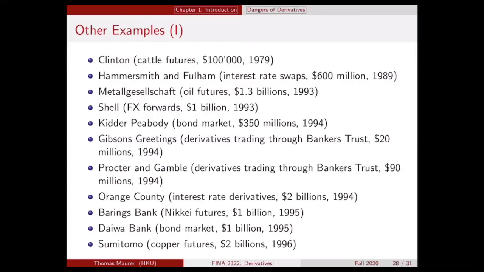So back in 1979, Hillary Clinton was a housewife. Her husband, Bill Clinton, was still an attorney making less than $100,000 a year. And at that time, she started trading on her own accounts with a few $1,000s in cattle futures. And after just a few months, she earned $100,000.